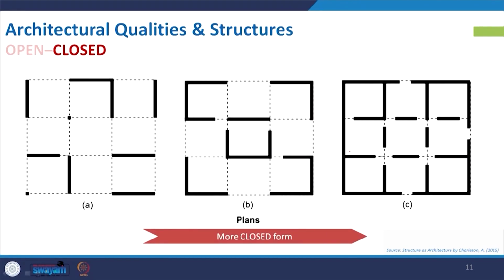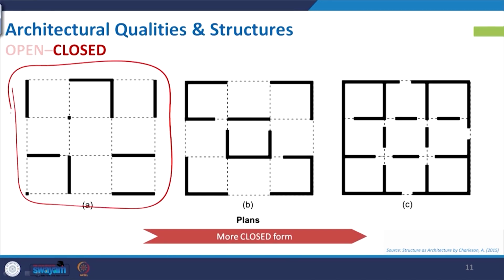Now, move to the closed form. In this example, again taken from the same book, Structure as Architecture, written by Charlson, if you see, though we do not have a wall all around, the way they are placed, you are in a closed form, you cannot see this. Only this axis has some openness. So, in some arrangements we get this kind of thing.